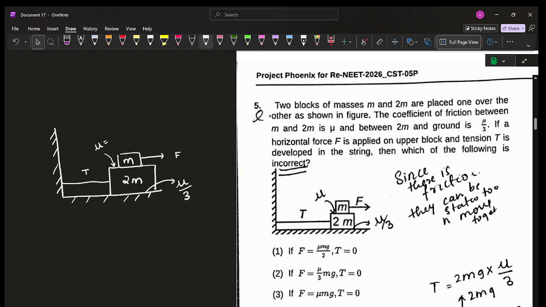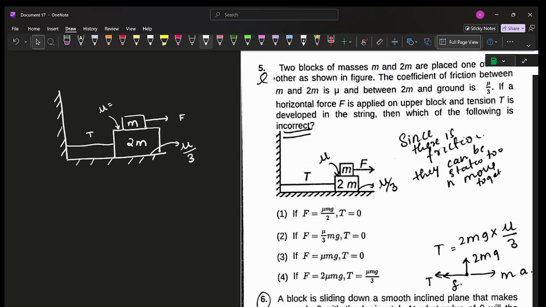Two blocks of mass m and 2m placed one over the other. If a horizontal force F is applied on the upper block and tension is developed in the string, which of the following is incorrect? So in this, most of it is correct, but which of them is incorrect is what they want us to find out. Interesting. It's a very interesting question. So simple. I think these kind of questions could be asked for the upcoming NEET.